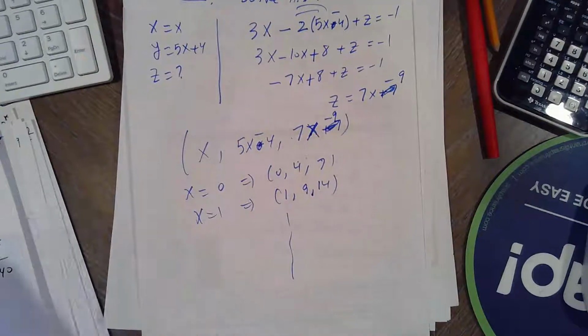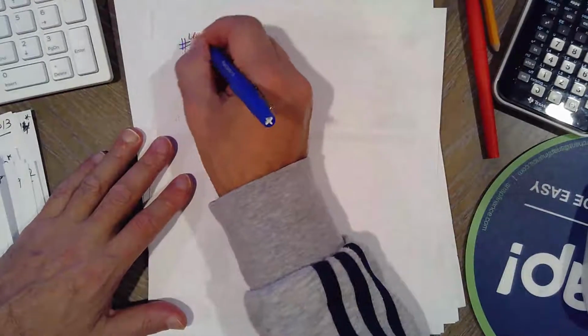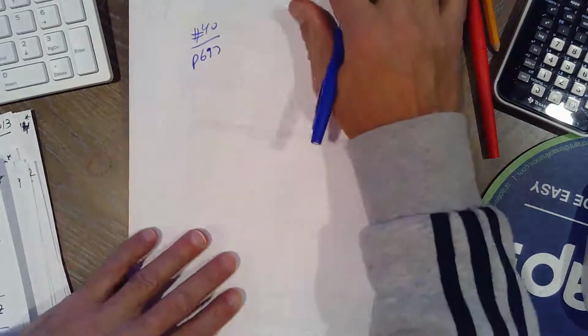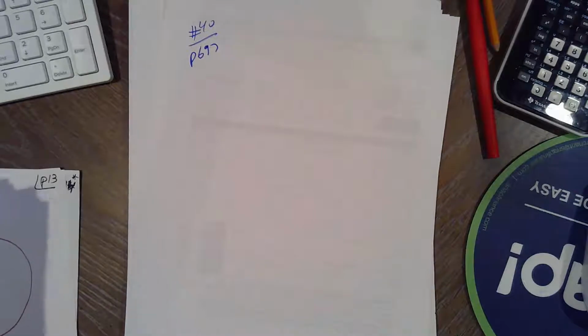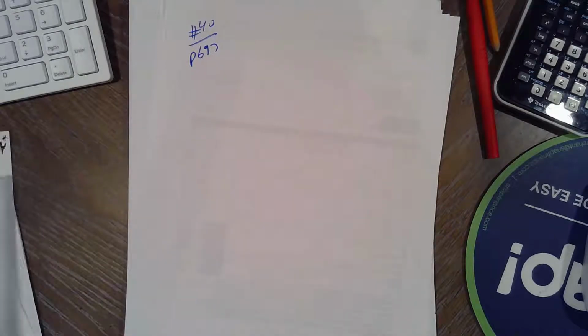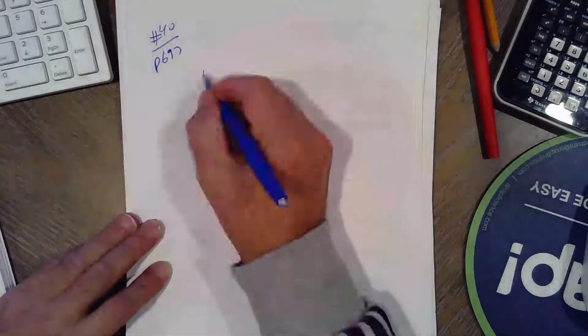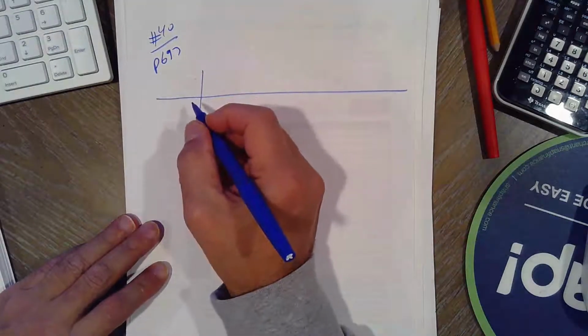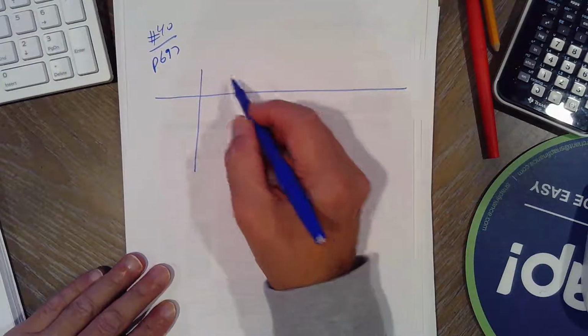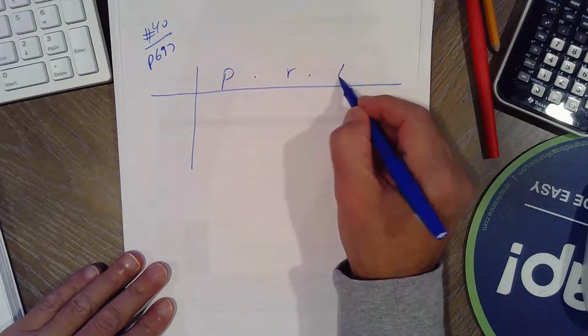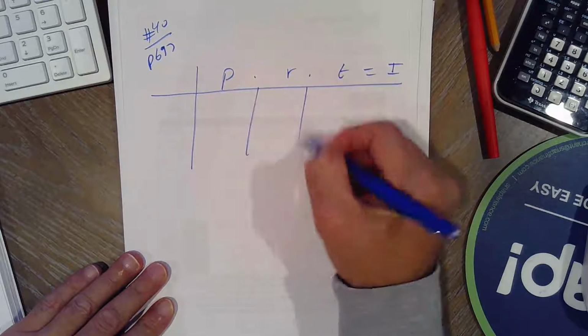So look at the notes. Number 40, page 697. Let's see what's in 40. An application question. It says Cindy wants to invest 50 grand. Her financial planner advises her to invest in 3 types of accounts. One paying 3%. So it's about simple interest. Principal times rate times time equals interest.